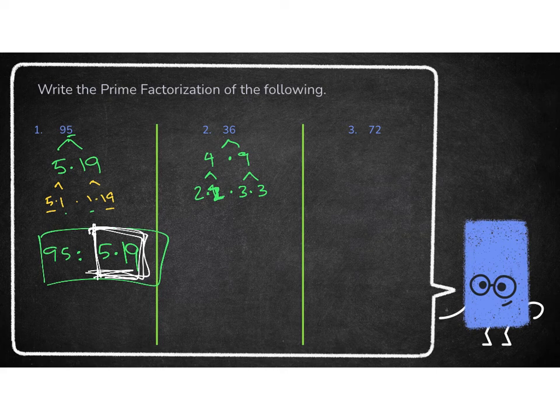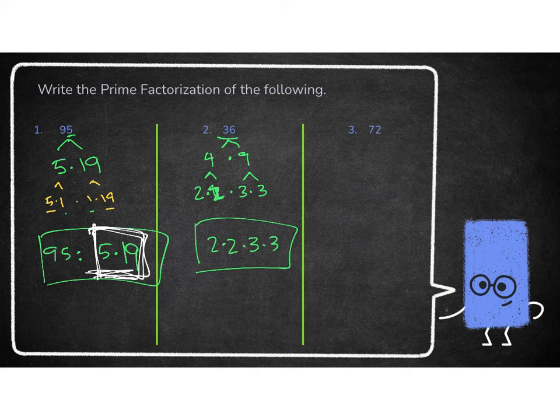Then I would say, can I break apart the 2? Nope, 2 is just 2 and 1. This 2 is also just 2 and 1. Then I have 3, which is 3 and 1, and another 3, which is 3 and 1. So there are no other numbers that can be broken apart here. So the prime factorization of 36 is 2 times 2 times 3 times 3.